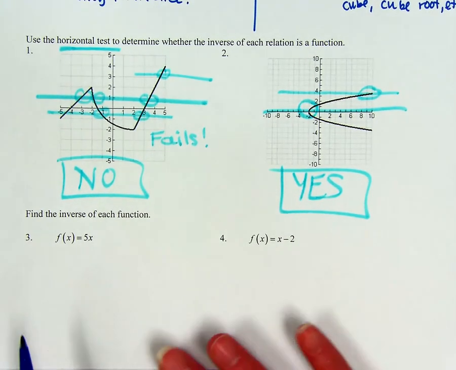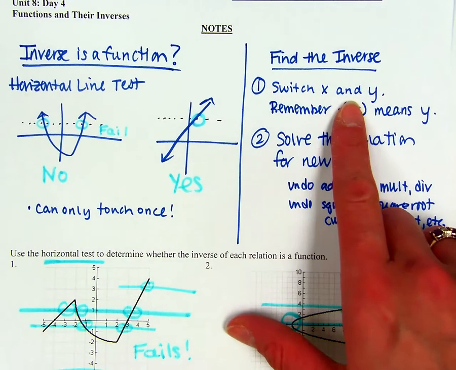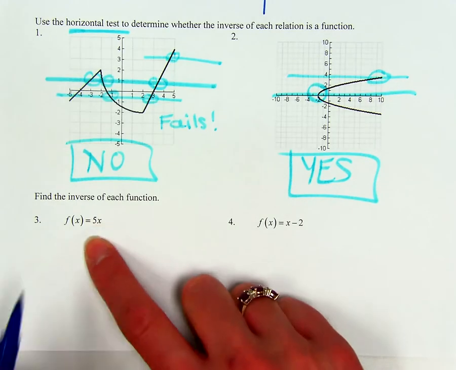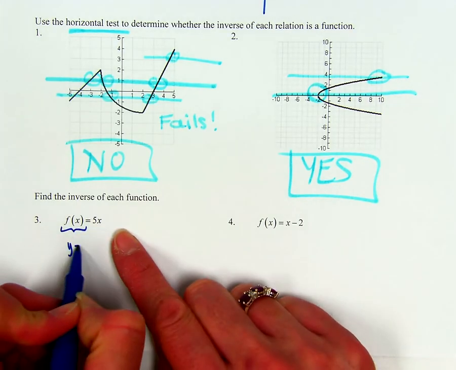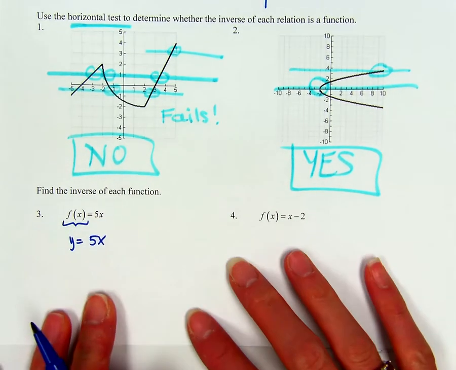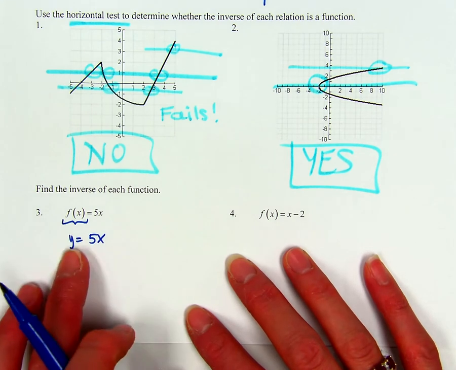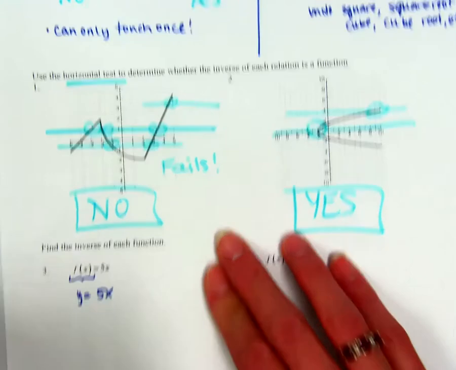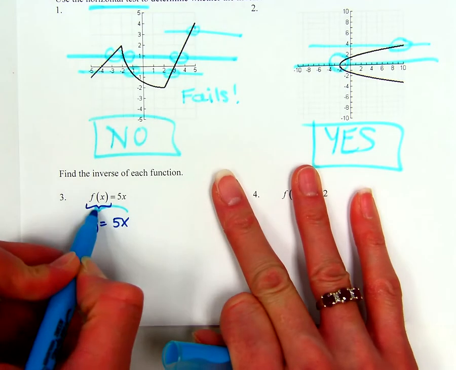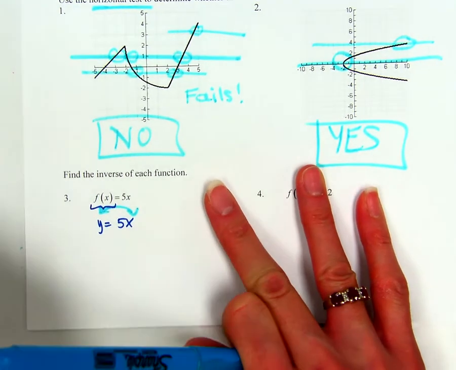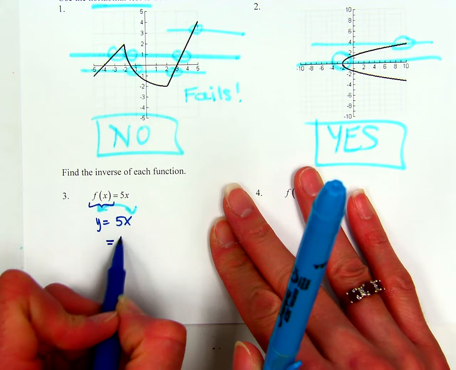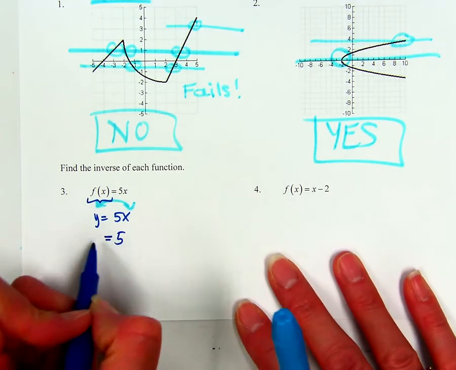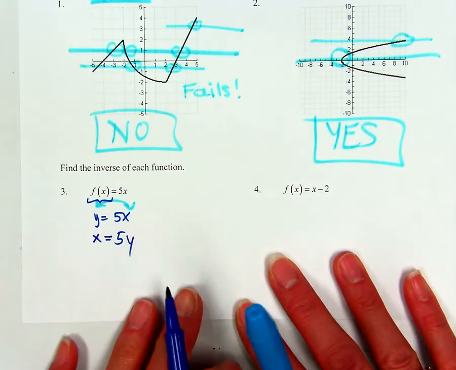Okay, so this says find the inverse of each function. So we want to switch x and y, right? Now I don't see a y, but this means y. So this is exactly the same thing as if I were to see y equals 5x. So the first thing you're going to do is switch. You're taking the variables x and y and switching them. But everything else stays the same. So the equals sign and the 5 are going to stay where they're at. You're just going to put x equals 5y.